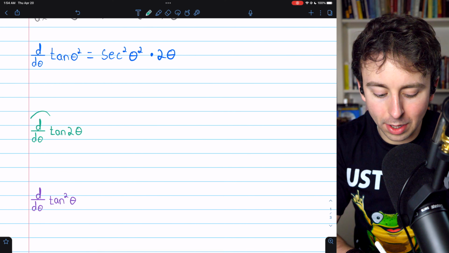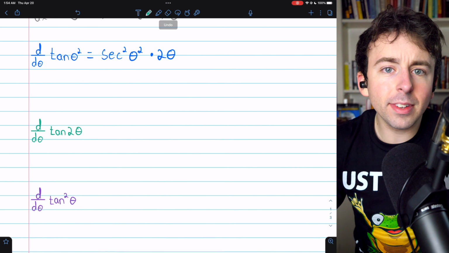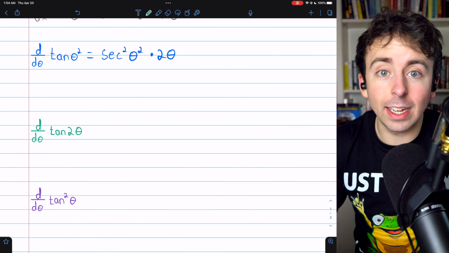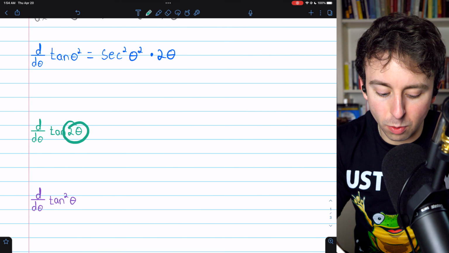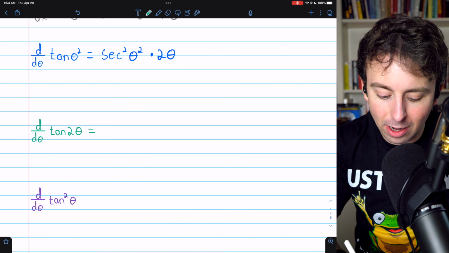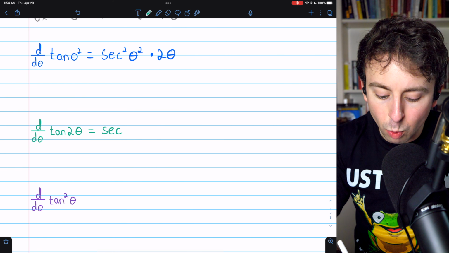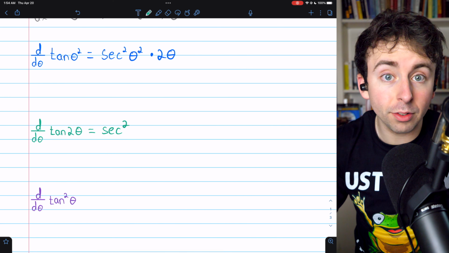All right, next problem, the derivative of tangent of 2 theta. Let me change to this shade of green. What is the outside function here? Well, again, it's tangent. The inside function is 2 theta, the outside function is tangent.